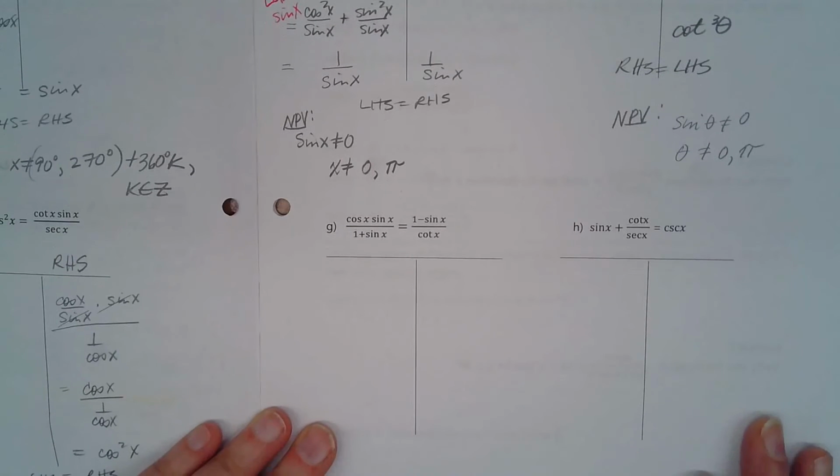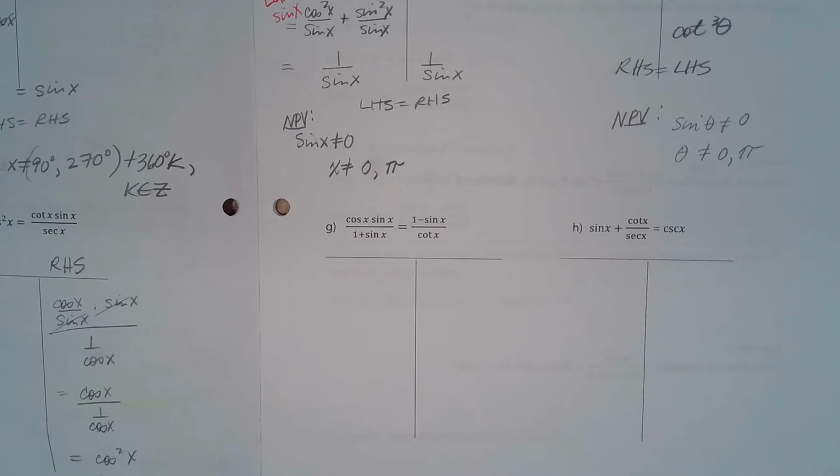Okay, what about G? Cos of x times sine of x all over 1 plus sine x equals 1 minus sine x over cotan x. This is a little trickier, right? There's not a clear-cut winner in who's most difficult. They kind of look similar. You can work both sides? Okay. What side should I start working with? The left? Okay. What do we want to do on the left-hand side?